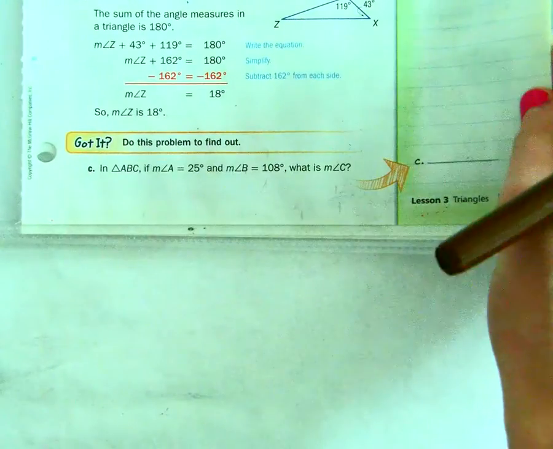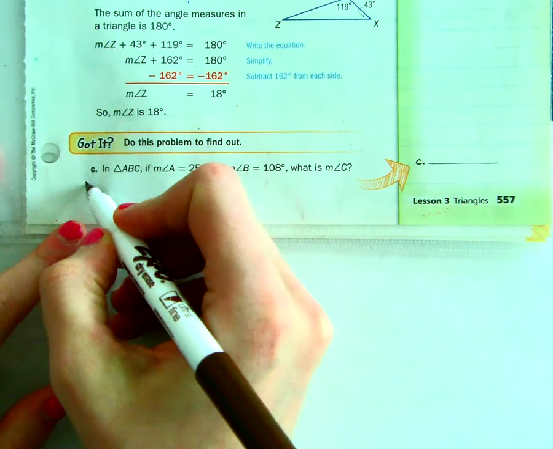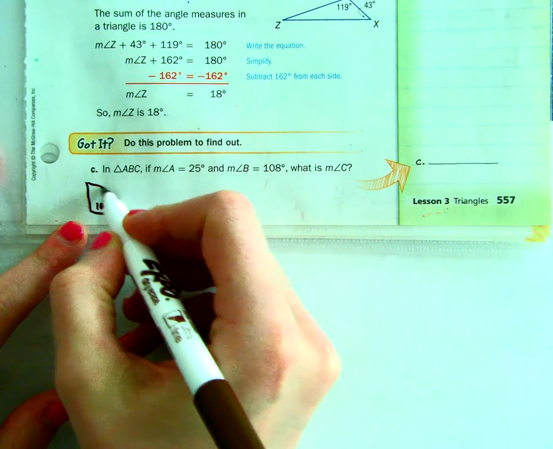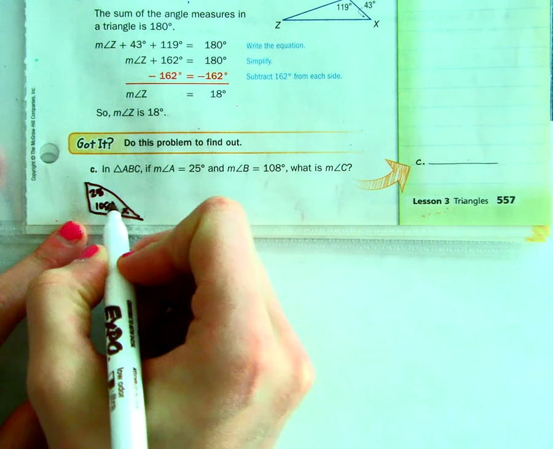If we look at example C, in triangle ABC, if the measure of angle A is 25 degrees and the measure of angle B is 108 degrees, what's the measure of angle C? Again, I know 2 angles in my triangle, and I want to find the third. Sometimes if you have a hard time visualizing this, draw a triangle. Mine's not going to be exact. That would be 108 degrees, and 25 degrees. What is this missing angle?